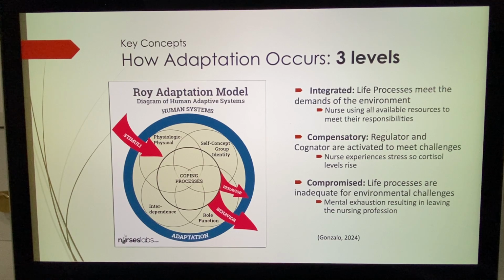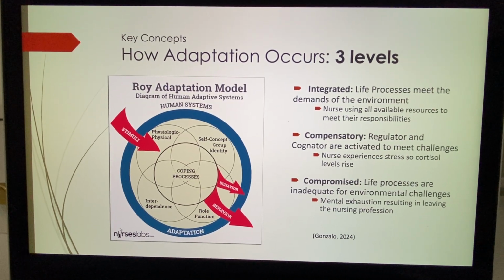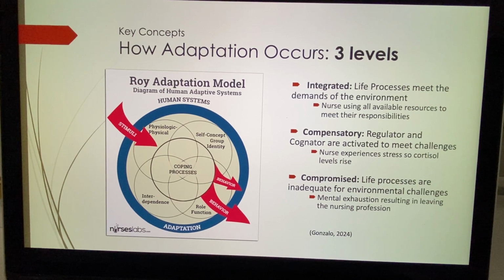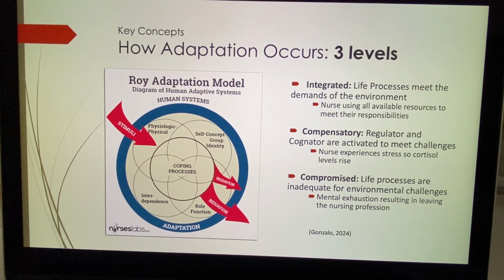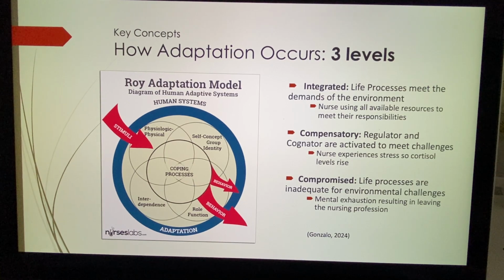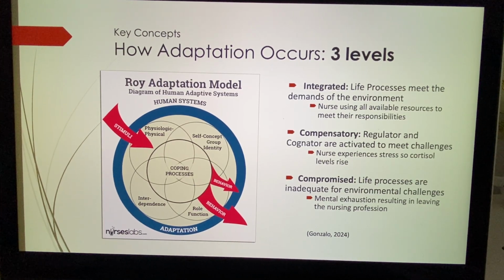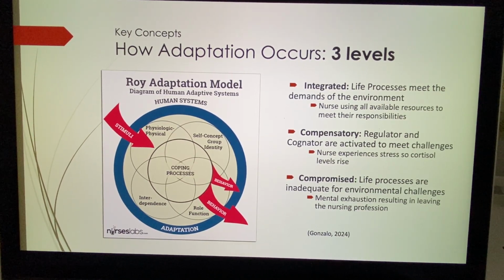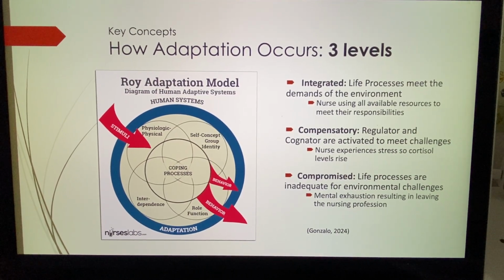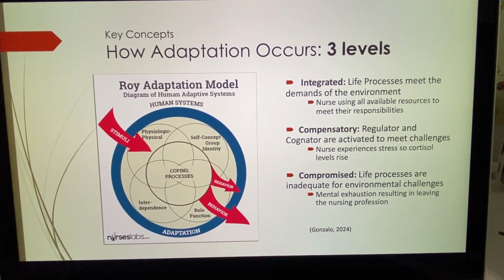So how does adaptation occur? Well, it occurs on three levels. There's the integrated, compensatory, and compromised. The integrated adaptation means that life processes meet the demands of the environment. The example is when a nurse uses all available resources to meet their responsibilities. The compensatory adaptation means that the regulator and cognator systems are activated to meet challenges.